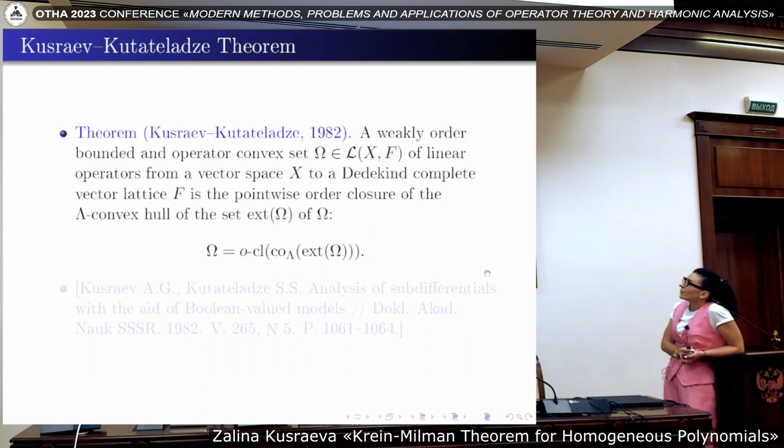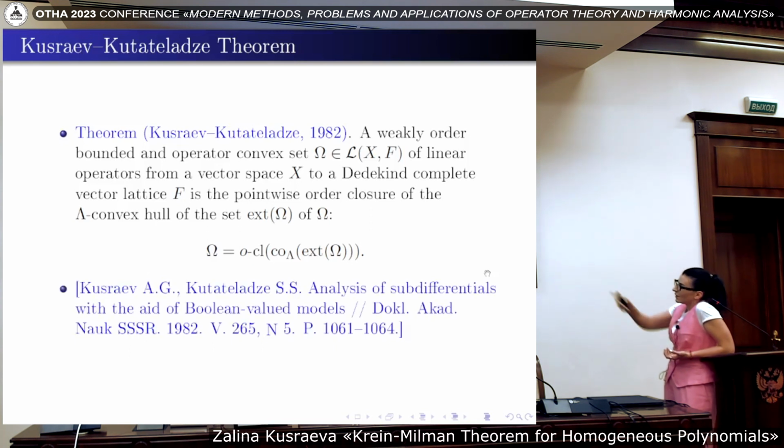So here is a formulation of the Kusraeva-Kutateladze theorem, which was obtained in 1982. This is a Krein-Milman type theorem for linear operators, and it says that a weakly order bounded and operator convex set Omega of linear operators acting from a vector space X to a Dedekind complete vector lattice F is the pointwise order closure of the operator convex hull of the set of extreme points of Omega.